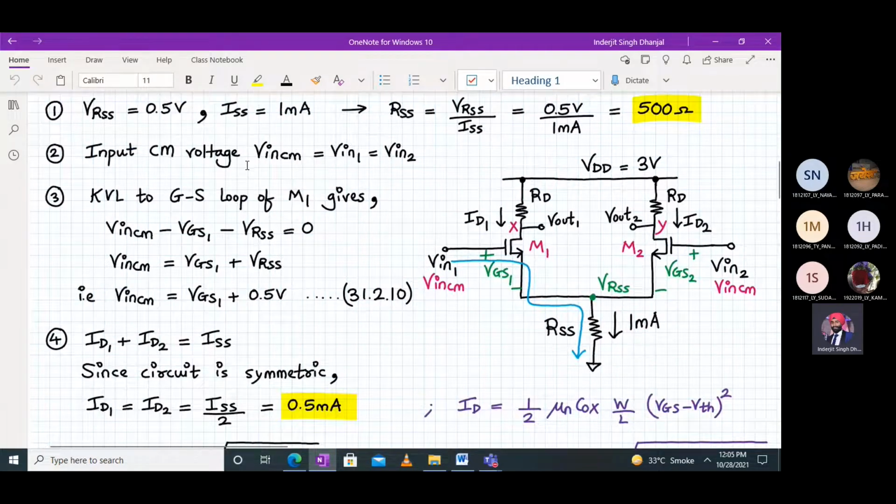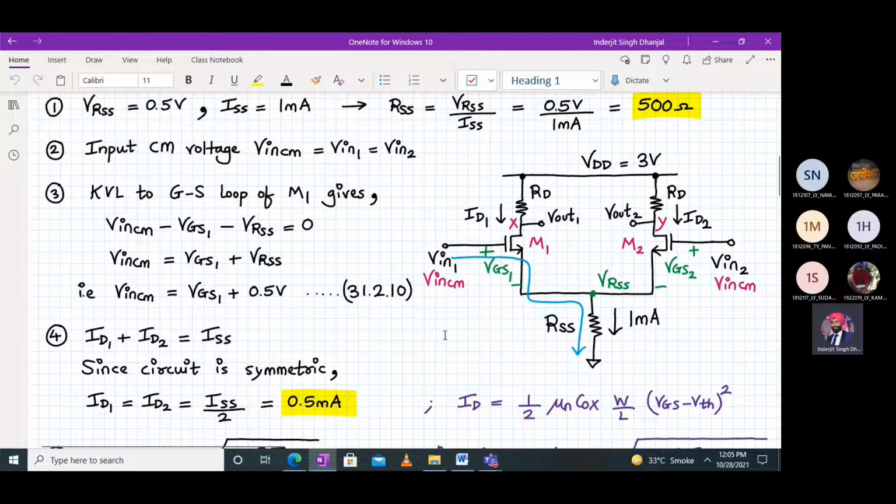Now we have to find V in of CM. What is V in of CM? Input common mode voltage. That is equal to V in 1. That is equal to V in 2. So what we do is we apply KVL to the gate to source voltage loop of M1 transistor. So we get V in of CM minus VGS1 minus VRSS is equal to 0. Correct? So V in of CM is equal to VGS1 plus VRSS, and VRSS value is 0.5. So V in of CM is equal to VGS1 plus 0.5 volt. Fine. So that means we have to find the value of VGS1 next.